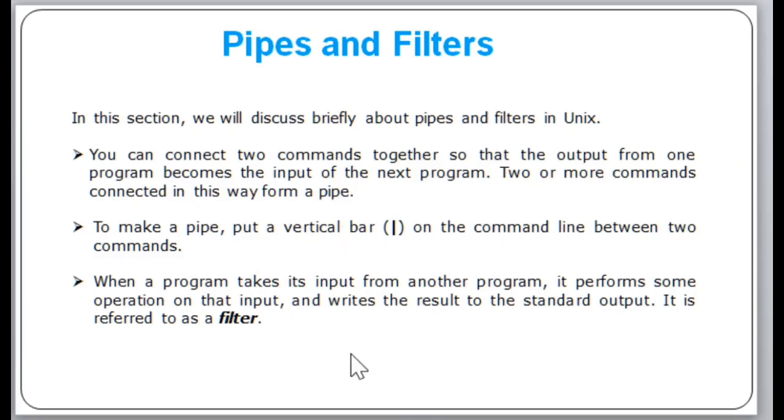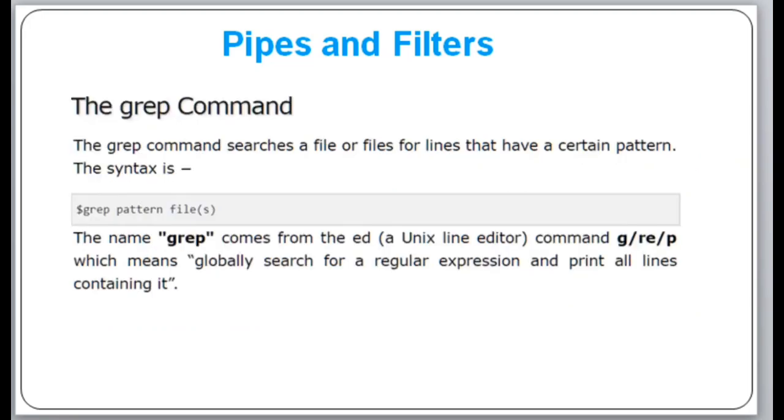To make a pipe, put a vertical bar, which is located just above your Enter key, or should be anyways, on the command line between two commands. When a program takes its input from another program, performs some operation on that input, and writes a result to standard output, it is referred to as a filter.